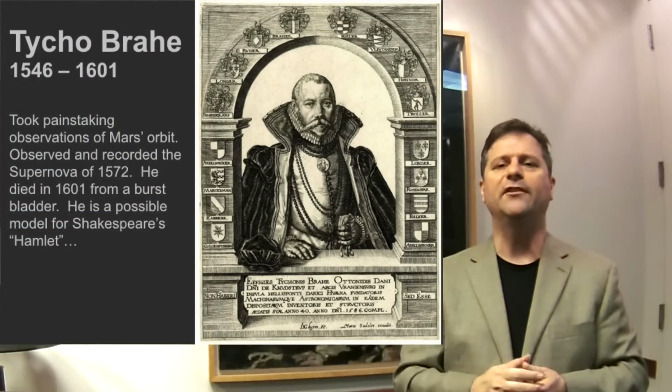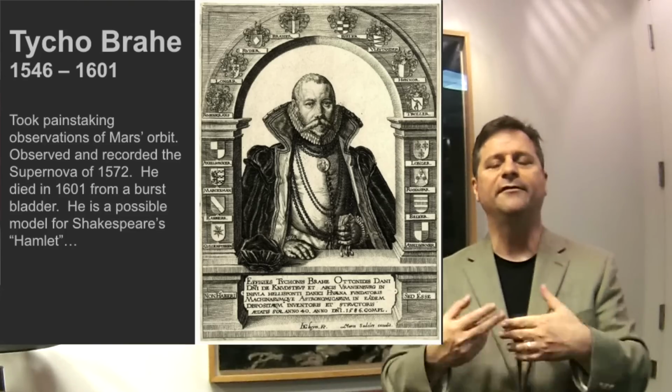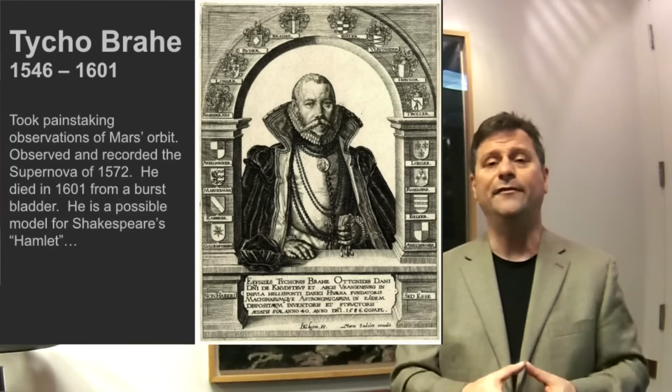But because of your great accomplishments, I'm going to make you a lord. So he made him Lord of Ven, which was a little island off of Denmark. Now, Brahe wasn't really interested in doing that. He wanted to do science rather than be like a courtly person. So he said, look, here's what I want to do.